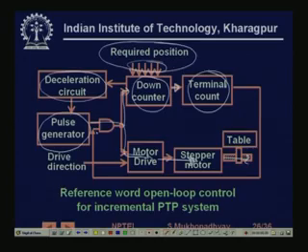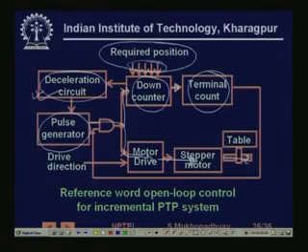So this pulse generator is nothing but an oscillator that keeps on generating pulses at the frequency which is controlled by the deceleration circuit, but these pulses are enabled by the terminal count. Whenever the terminal count is reached, this AND gate input is put to 0, and the AND gate output will be 0, and no further pulses will go, and the motor will stop. So this is the way it operates.